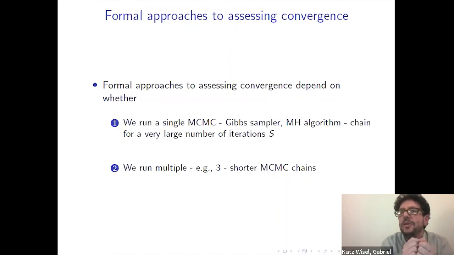There are, however, more formal approaches to assessing convergence, which depend essentially on which approach we use to estimate a model. In a nutshell, there are two main approaches to fitting a model in a Bayesian fashion. One is running one long chain, one Gibbs sampler, one Metropolis-Hastings algorithm, or a combination of both, for a very long time. Another approach is running a series of shorter chains. So we can run, say, three chains, and then assess the convergence of the three chains.